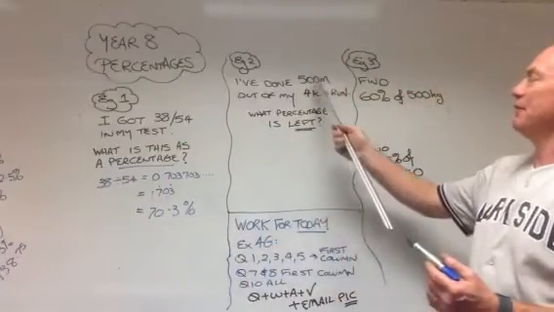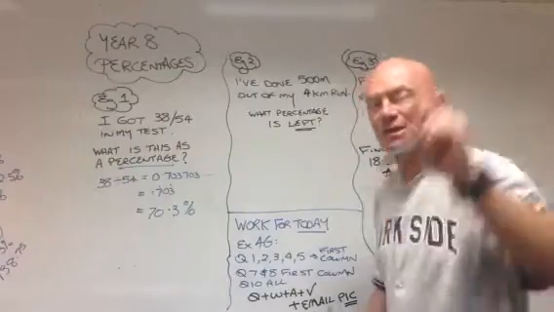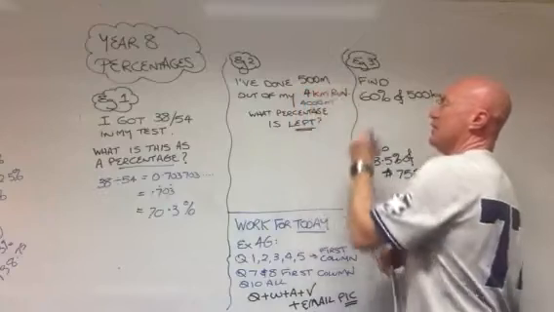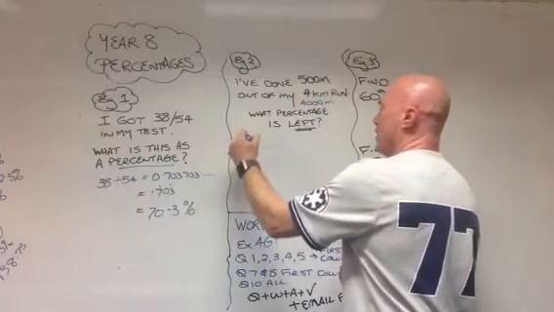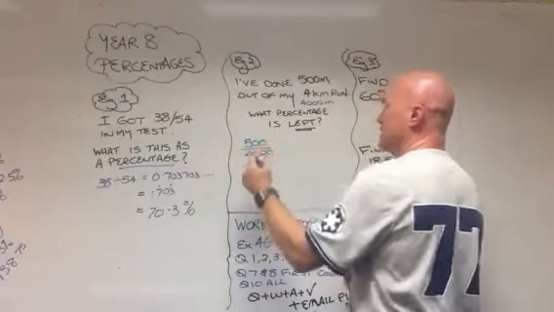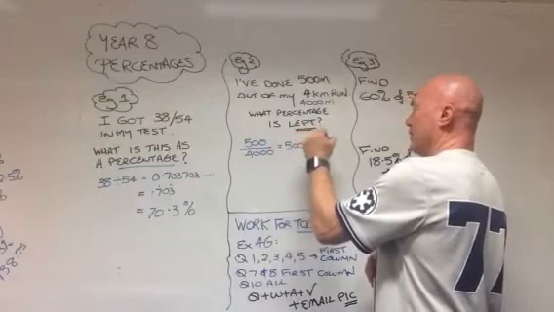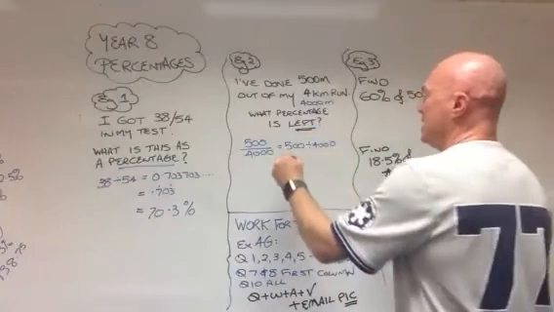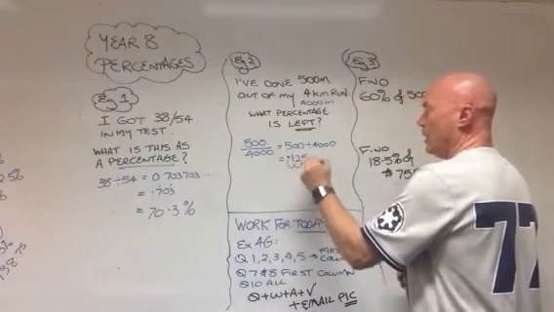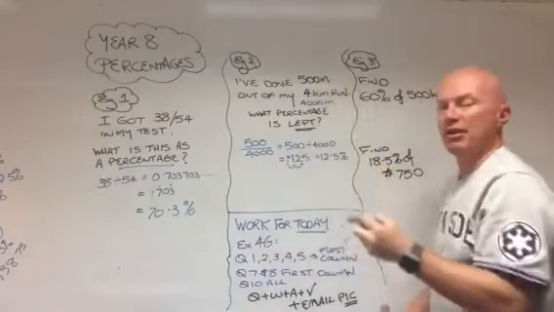Now, I've done 500 metres of my 4-kilometre run. What percentage is left? So two-part question. First thing I'm going to do, change that to 4,000 metres. So that's now 500 metres out of 4,000 metres. So that's a divided by. So if I go 500 divided by 4,000, that gives me 0.125, which is 12.5%. So that's how much of my run I've done.